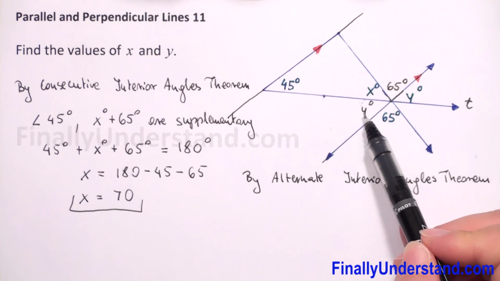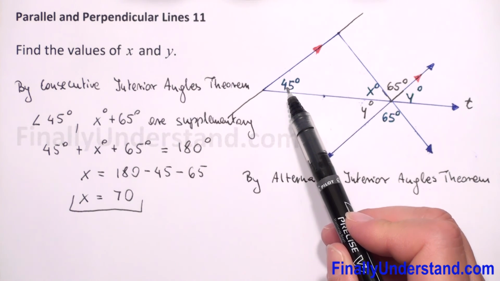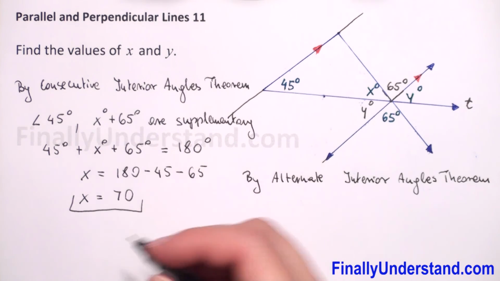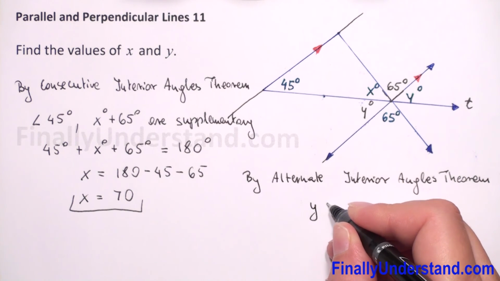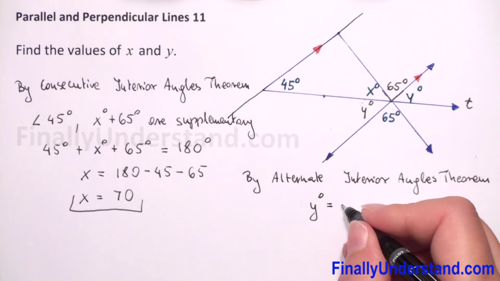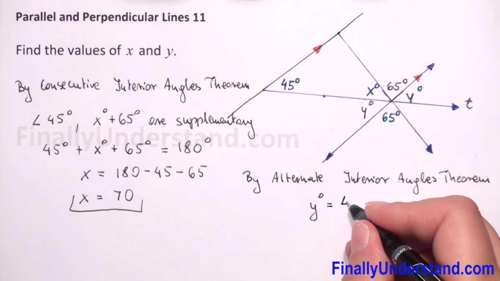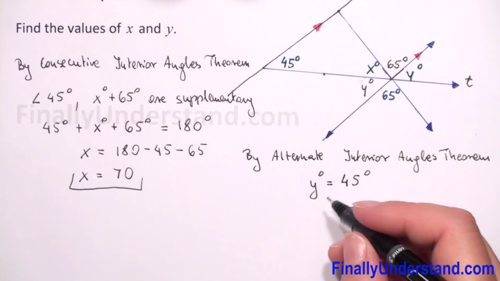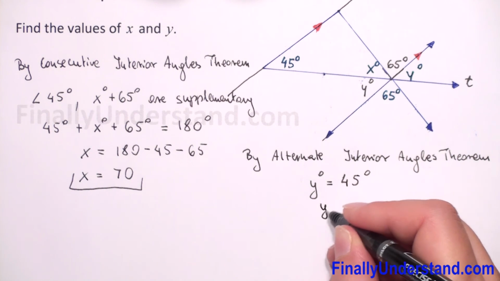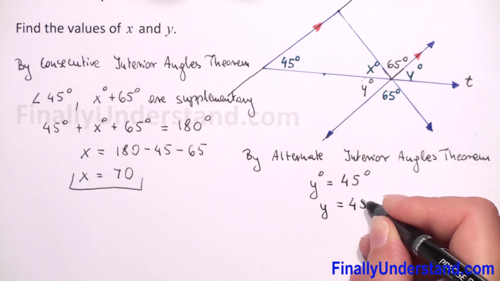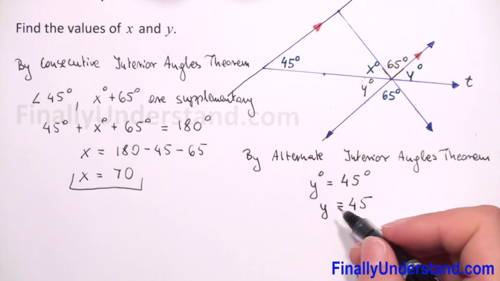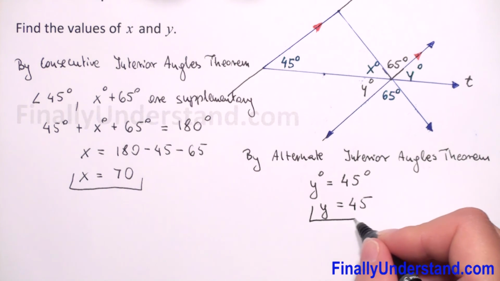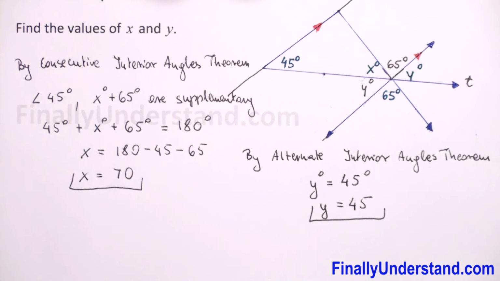So angle y is the same as that angle. So y degrees is equal to 45 degrees. So let's forget about degrees. We have that y is equal to 45. So this is my solution.